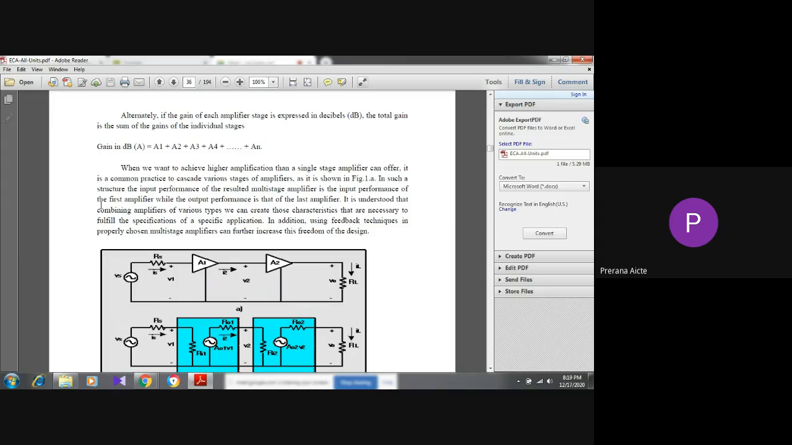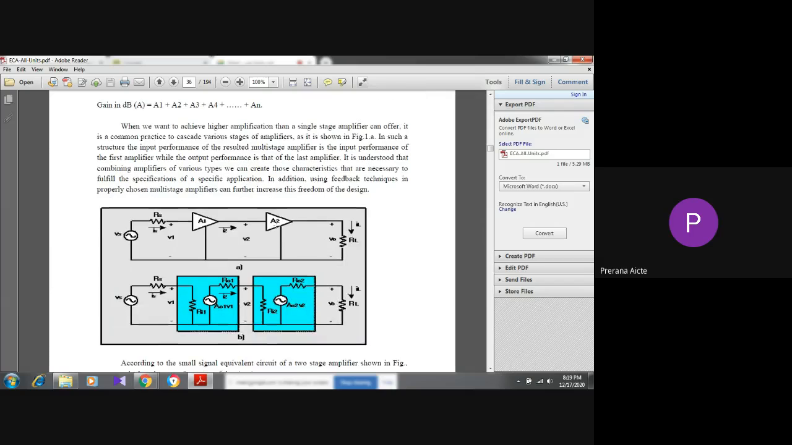Now, what is the point here? In such a structure, the input performance of the resulting multi-stage amplifier is the input performance of the first stage, while the output performance is that of the last stage. So with this, we can understand that by combining amplifiers of various types, we can create those characteristics that are necessary to fulfill the specifications of a specific application. In addition, using feedback techniques in properly chosen multi-stage amplifiers can further increase this freedom of the design. Next, we will see the feedback concept also. We'll see these feedback amplifiers, and feedback amplifiers are also used to improve the bandwidth and so on.